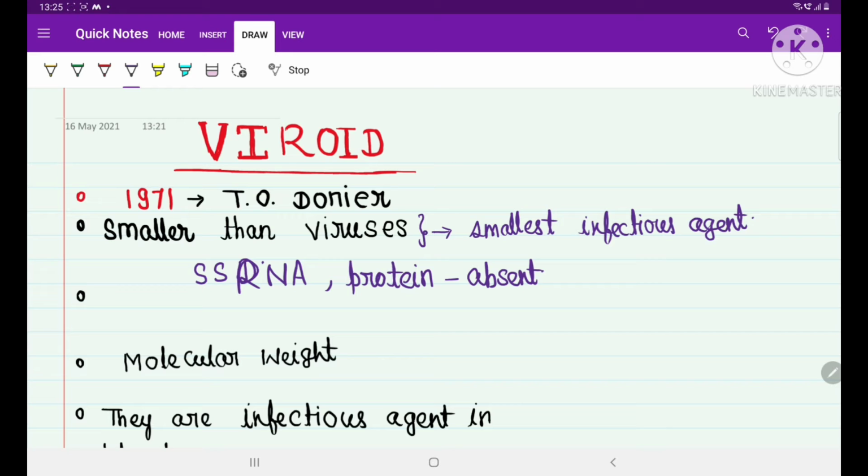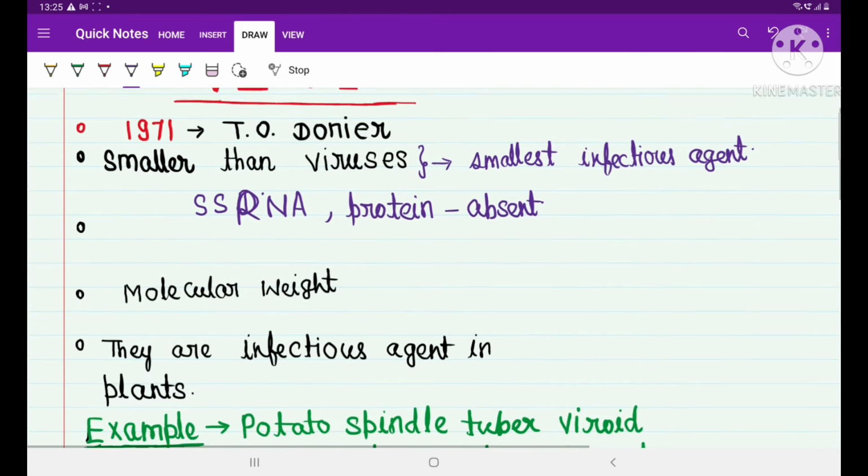Generally, if you see a virus, a virus has a minimum criteria. They have a protein coat, and inside it they have genetic material. That genetic material can be RNA or it can be DNA. But viroids are small, single stranded RNA molecules which have no protein. They are devoid of protein.